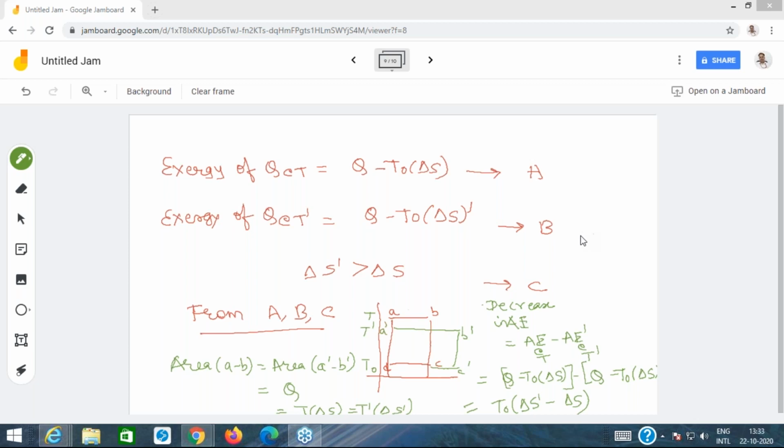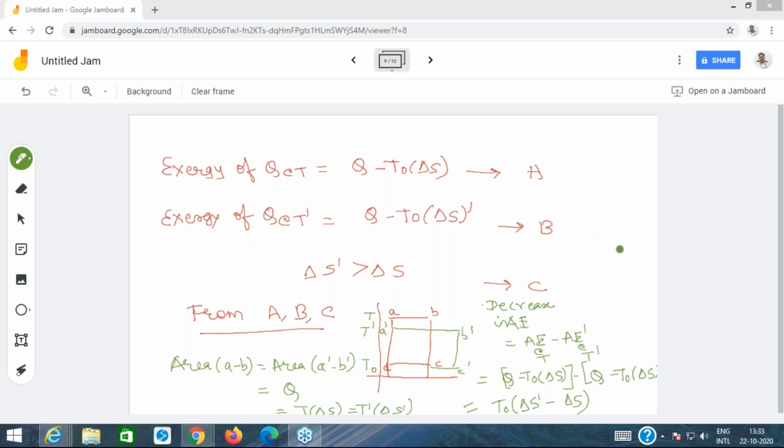Okay. The decrease in available energy. See, what was the available energy earlier when the heat was at a temperature T? When the heat was at a temperature T, the available energy was Q minus T naught delta S. When there was a finite temperature difference and the heat was now taken to a temperature T dash, which is lower than T, then what was the available energy? The available energy became Q minus T naught into delta S dash.